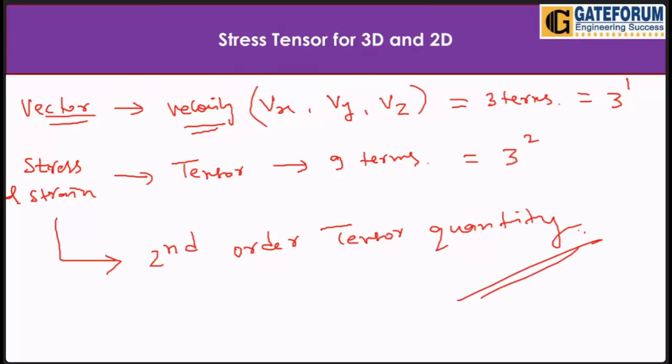Okay. Very simple. What is the stress tensor for 3D and 2D, what is a vector quantity, what is a tensor quantity, and why stress and strain are second order tensor quantities. Very simple. So the concept should be clear.